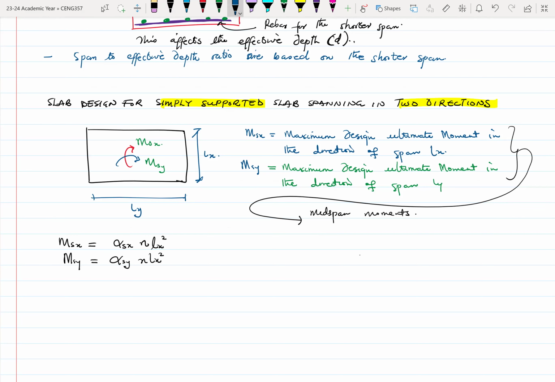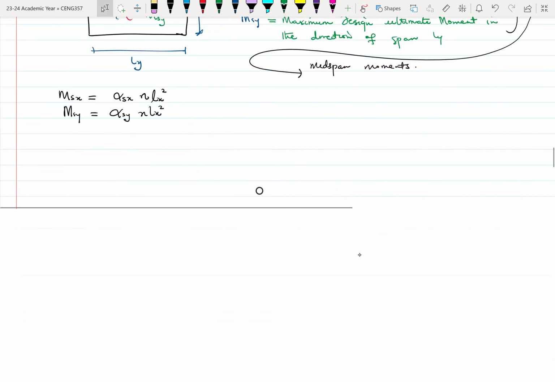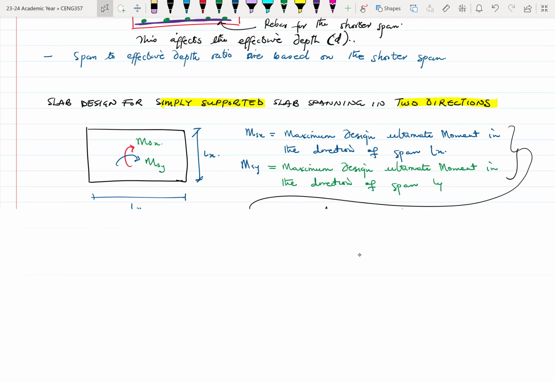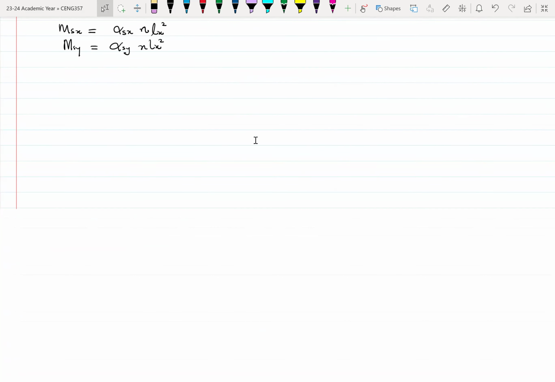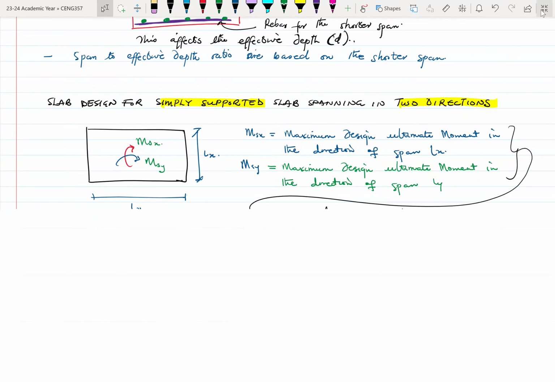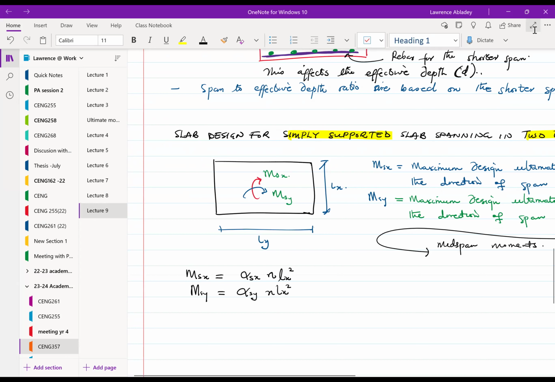Let me explain what these terms are. At least the Lx squared, and the Lx is the length in the shorter span. At least that much we know. So what we need to, and there goes the screen again. Hopefully, okay. I'm hoping it comes back on without any stress.